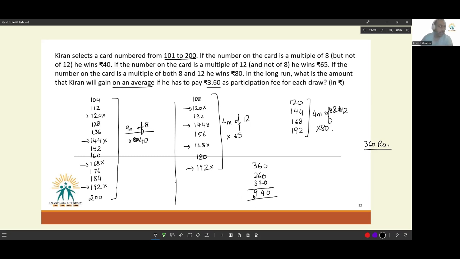In 100 throws, he ends up earning 940. He ends up expending 360. So his profit will be 580. His average profit over 100 throws is 580. But they're not looking for average profit over 100 throws. They're looking for his gain on an average, which is per draw. So it will turn out to be 580 by 100, or the final answer is 5.80.